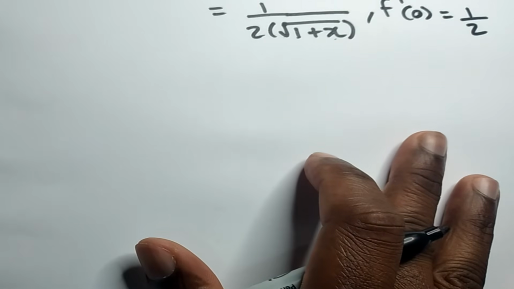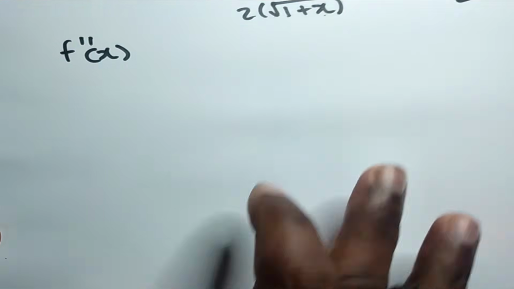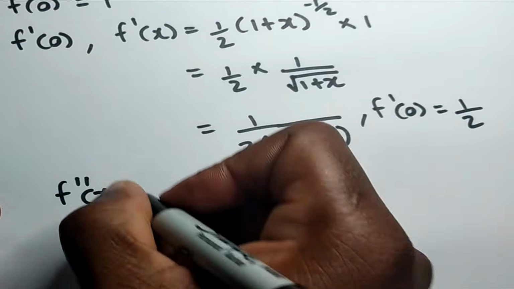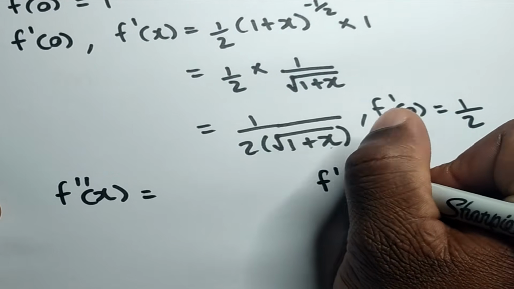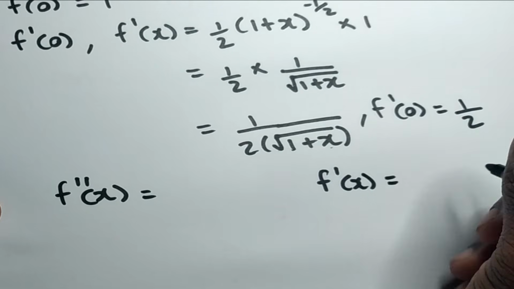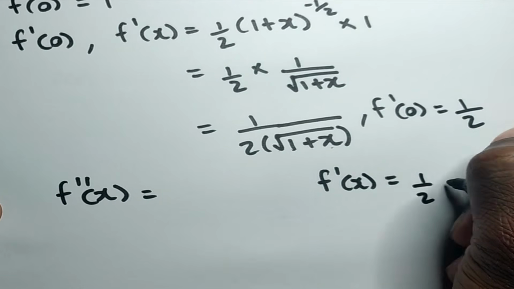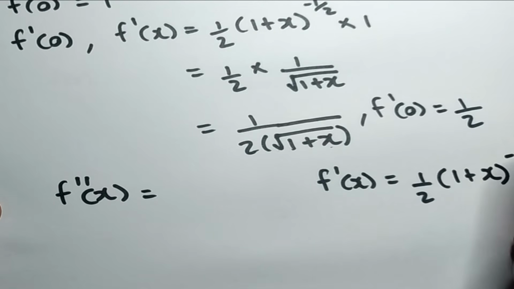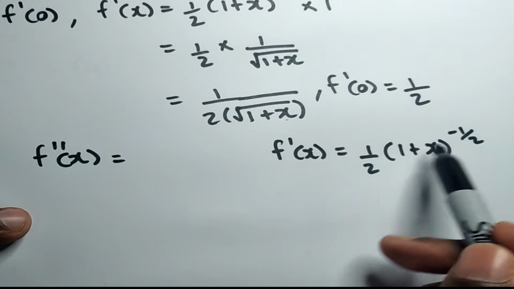And now we want to find the second differential of f of x. All right, so what do we get if we differentiate this thing that we got? So we can rewrite the function for the first differential of f of x. And again, this thing is the same thing as 1 over 2, in bracket, we have 1 plus x raised to the power of negative a half. Same thing as we had right here.